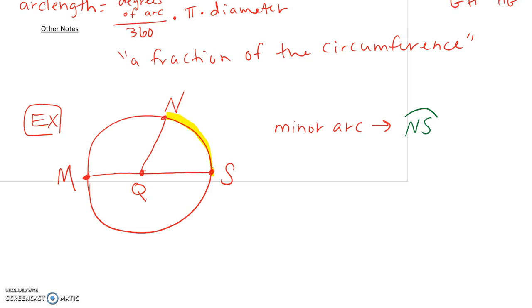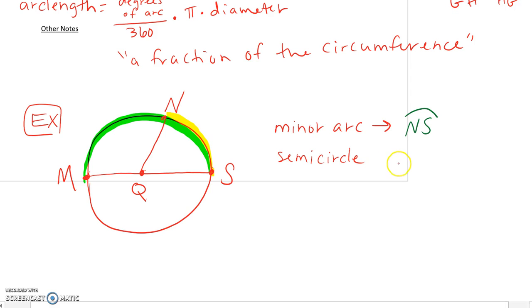They might ask you something like, give me a semicircle. Well, for a semicircle, I need half a circle, and I need there to be 3 letters. So the only way I can go half a circle and get 3 letters in this particular drawing is to do the top half of the circle. You can go either direction. I'm just going to go left to right. So M, N, S would be an example of a semicircle.